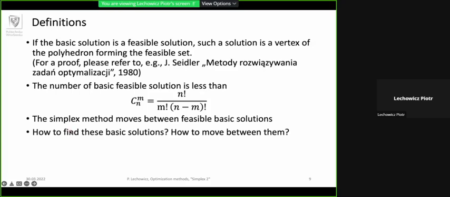So the other question which we need to answer is how to find these basic solutions. So if we are located in one feasible basic solution, how to move to another feasible basic solution, which is the adjacent one, in such a way that we are improving our objective function.